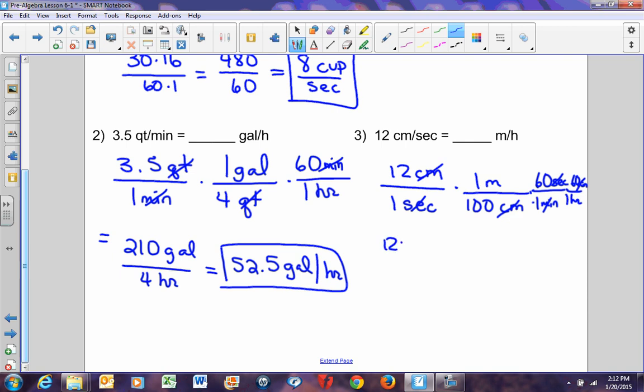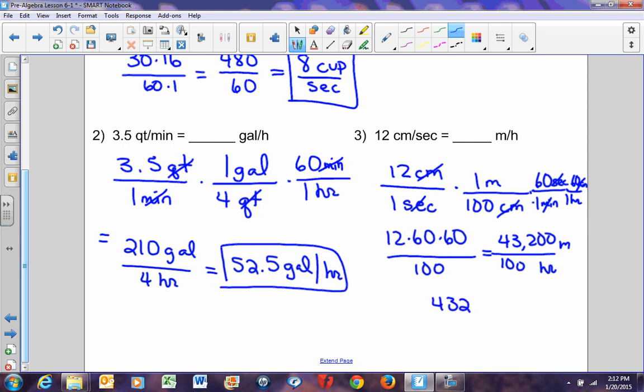So I have 12 times 60. Oops, not 66. Let me try that again. 12 times 60 times 60 divided by 100. So 12 times 60 times 60 is 43,200 divided by 100. That tells me how many meters per 100 hours, but I don't want to know how many meters per 100 hours. I want to know how many meters per 1 hour. So I have to divide by 100. And if I divide by 100, I get 432 meters per hour.